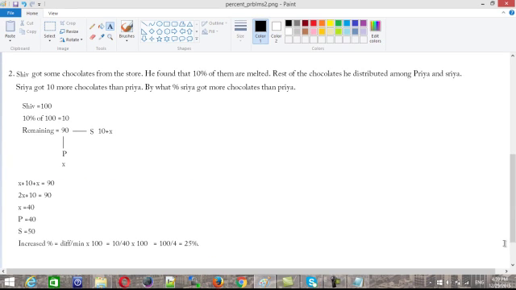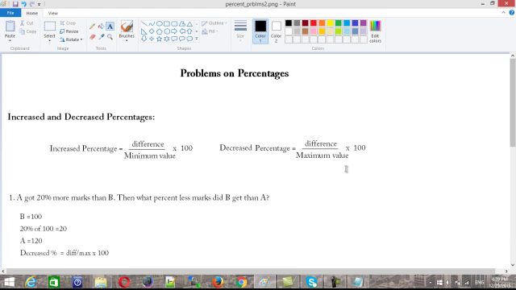So that's it, we are done. And this is how to solve the problems on increased and decreased percentages. So these are a few basic problems on percentages. In the next videos, we will see some more concepts on percentages.